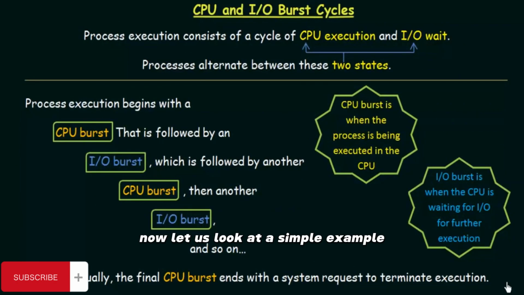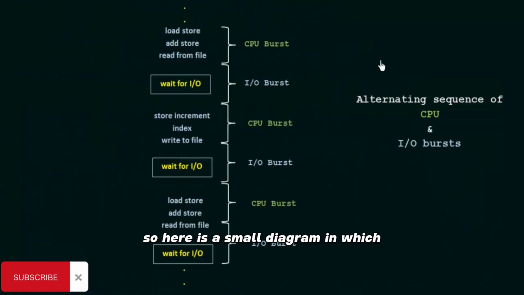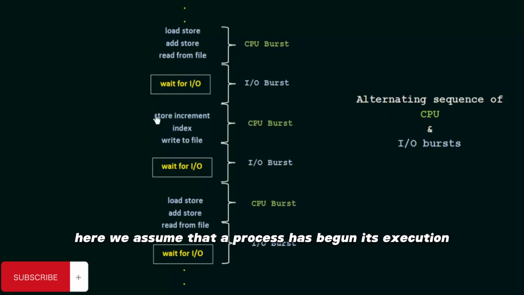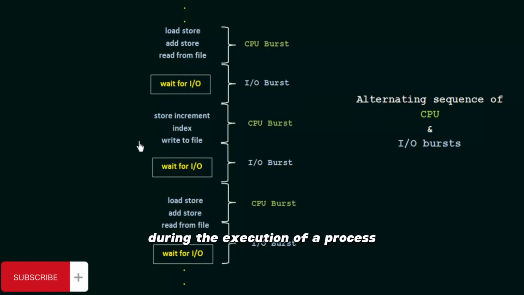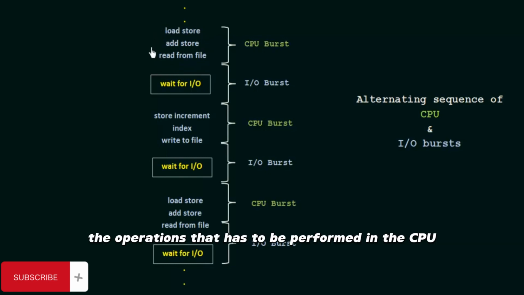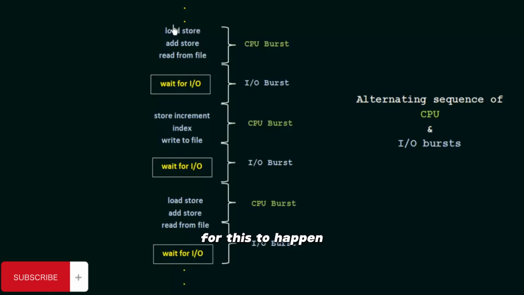Now let us look at a simple example to understand the way CPU burst and I/O burst occur in a process execution cycle. So here is a small diagram in which the alternating sequence of CPU and I/O bursts are depicted. Here we assume that a process has begun its execution, and these are some of the operations that are performed during the execution of a process. So here we see there are some operations like load, store, and read from file. These are the operations that have to be performed in the CPU. So the process requires the processor or the CPU for this to happen.